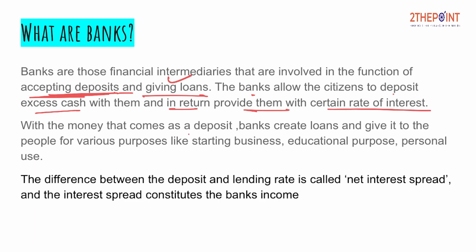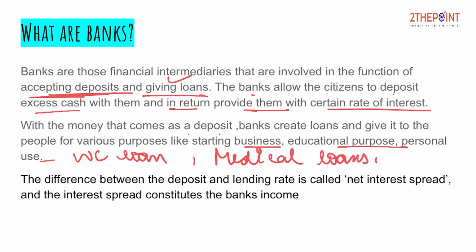With the money that comes as a deposit, banks create loans and give it to the people for various purposes like starting business, educational purpose, personal use, working capital loans, medical loans. There are so many types of it. As per the demand, whatever a person has, they give loans. The difference between the deposit and the lending rate is called net interest spread, and the interest spread constitutes the bank income.